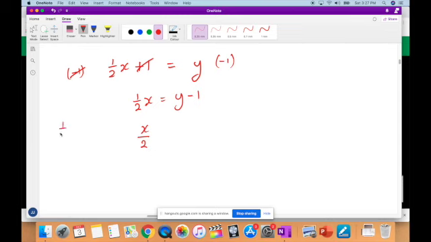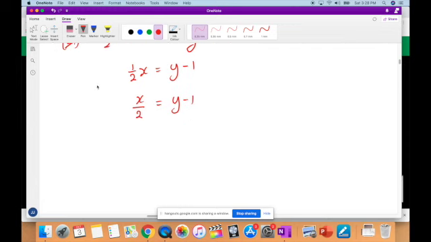Recognizing that a half multiplied by x on 1 just means that you are multiplying fractions. So you'll get x on 2. So a half multiplied by x is the same as x on 2. So we could say x on 2 is equal to y minus 1. We didn't really make any change from here to here. They're both the same thing.